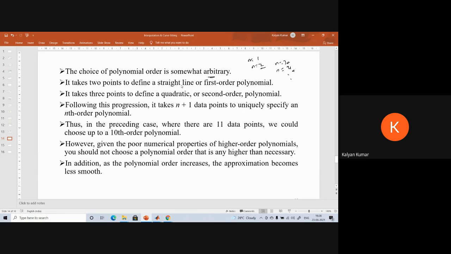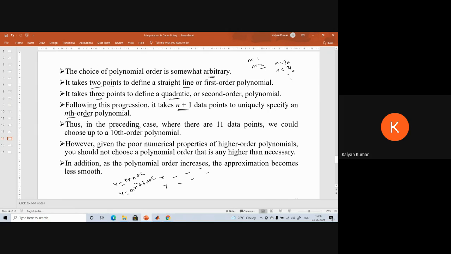It takes 2 points to define a straight line. So to define a straight line, we need at least 2 points. Suppose if you want to represent a quadratic equation, then we require 3 data points. So x values, y values. If you are having 2 points, then you can develop a linear equation, y equal to mx plus c. Next, if you are having 3 data points, then you can represent using the form ax square plus bx plus c. If you are having 4 points, then you can represent using cubic, that is third order. Like that, if you are having n plus 1 data points, then you can develop an nth order polynomial.